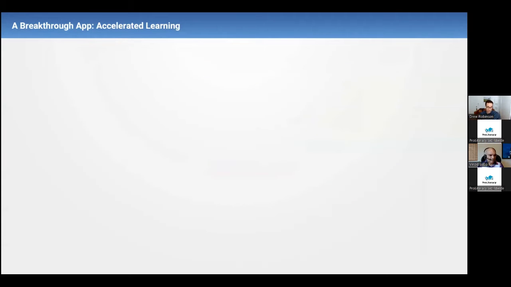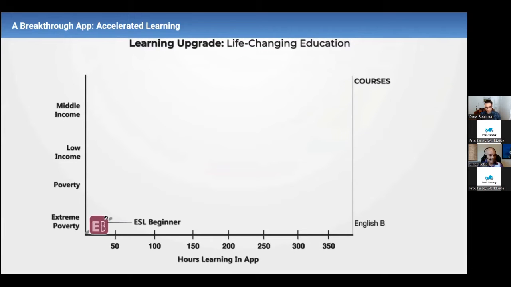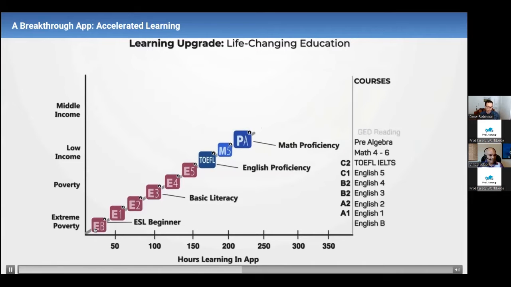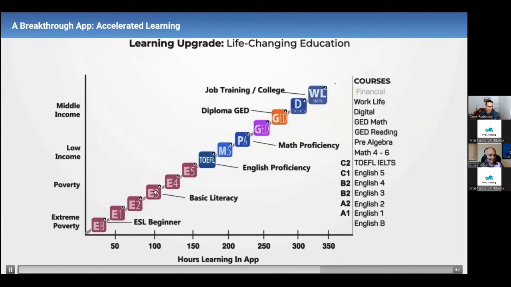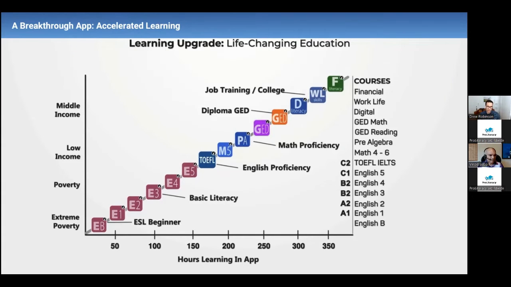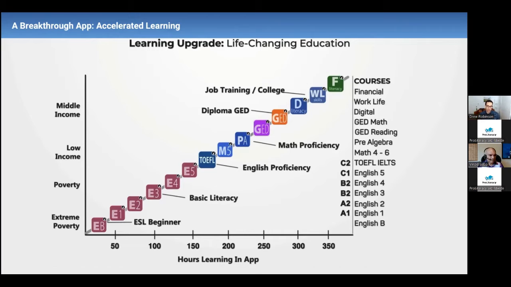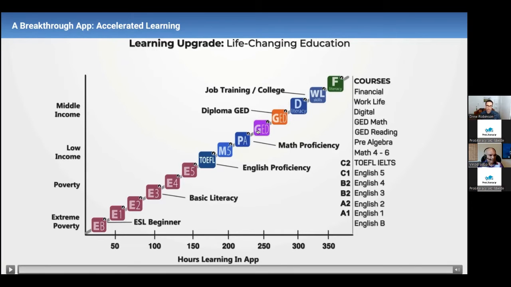So this is everything in the Learning Upgrade app. And again, all of this is available to every single one of your students, but they're going to start out, if they're pre-literate, on English Basic, and work their way up to 5. We have our language proficiency for TOEFL or IELTS. We have full math curriculum, 10 courses from basic all the way up through algebra. And then we have our GED prep and then work life skills.